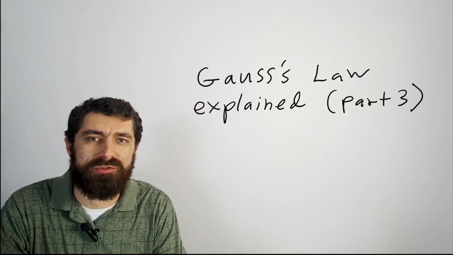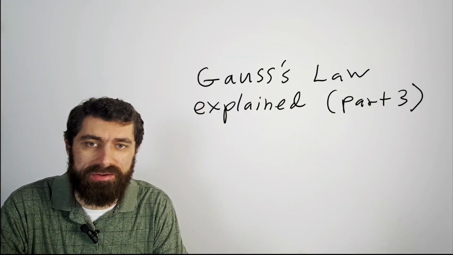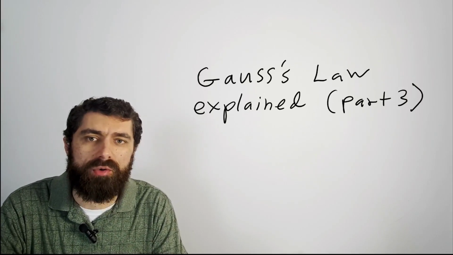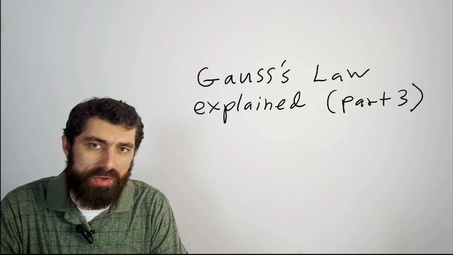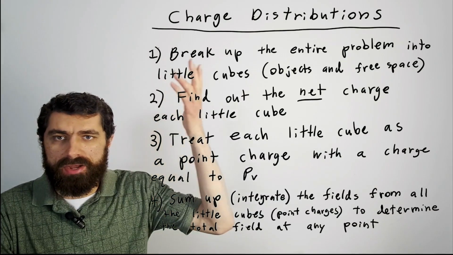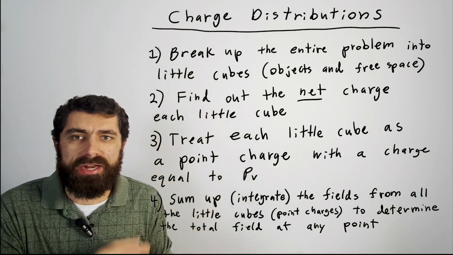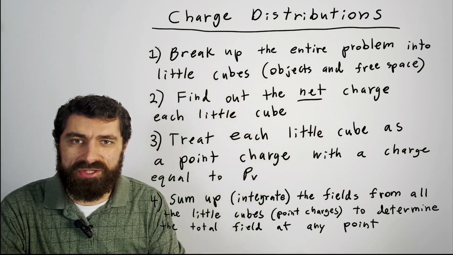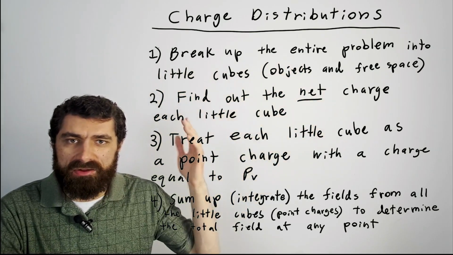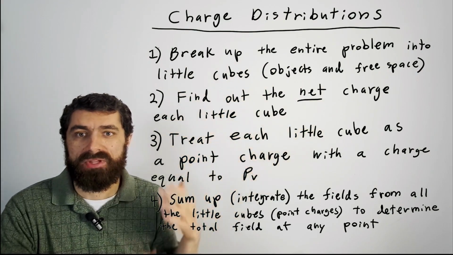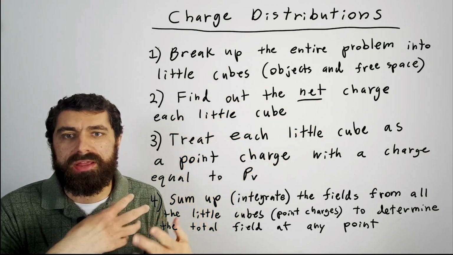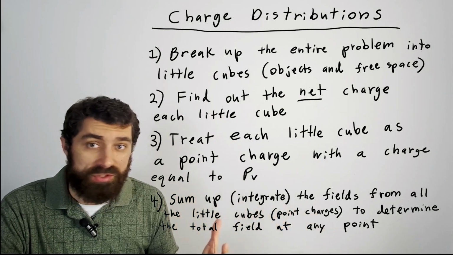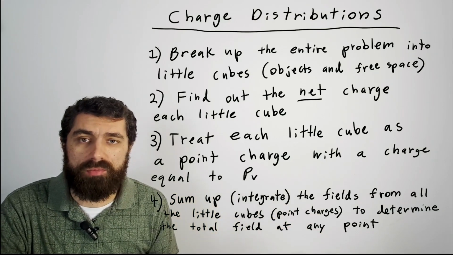So in my last two videos, we've been talking about Gauss's law and charge distributions. And what I want to do in this video is try to show how the whole process that I outlined in one of my earlier videos about how you could solve any electromagnetics problem in principle by breaking it up into little cubes and finding the net charge in each little cube, treating each little cube like a point charge, and then integrating or summing up all the contributions of the fields. In principle, you can solve any electrostatics problem with that.